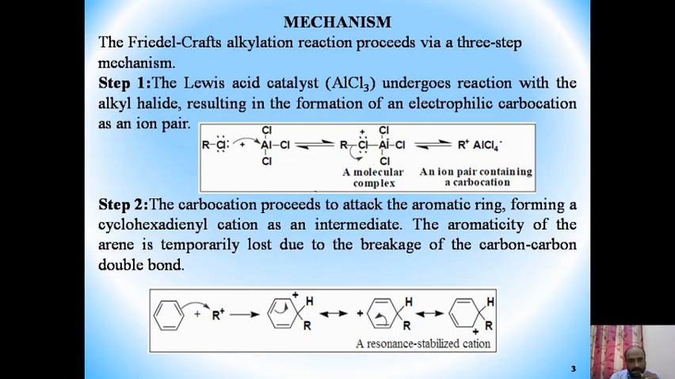R plus means removal of electrons, so it has fewer electrons. That's why it becomes a carbocation, CH3 plus, or R plus, along with AlCl4 minus. In the second step, the benzene ring reacts with the carbocation.